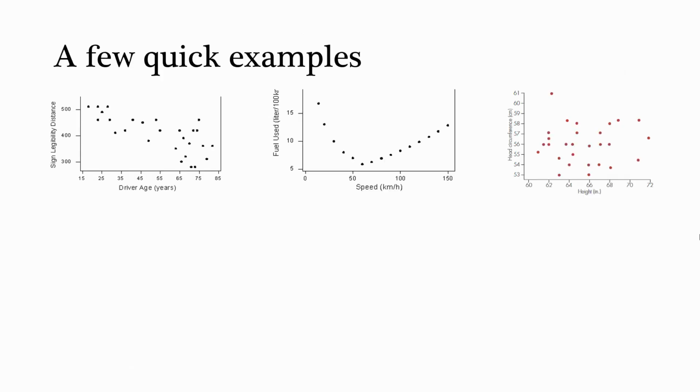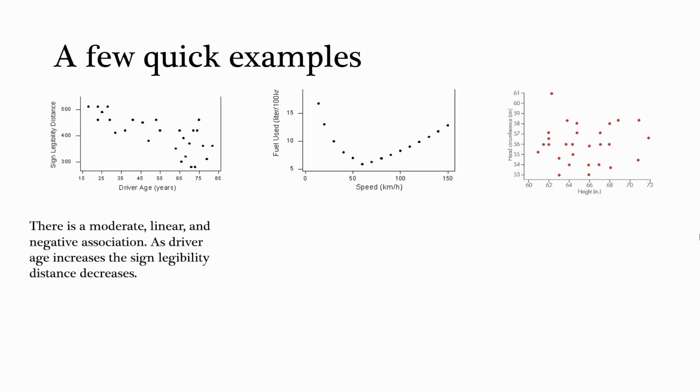Let's just look at a few quick examples before we get back to talking about our trains. You might want to pause the video and see if you could describe these three relationships. The first, I would say that as the driver age increases, the sign legibility distance decreases. It looks like we have a moderate, linear, and negative association.